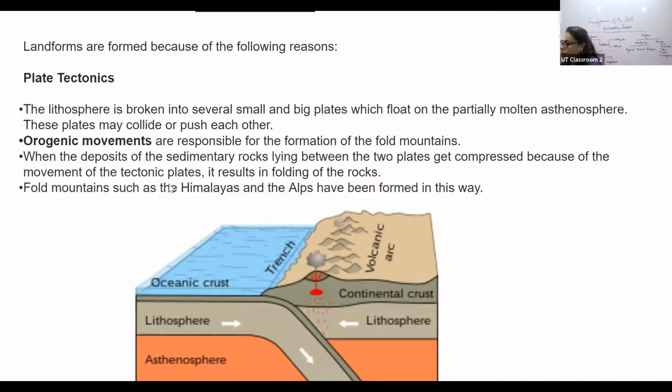Okay. So orogenic movements are what kind of movements? Tension and compression. What do they lead to? Two plates are getting compressed and that leads to the formation of fold mountains. Example, Himalayas and the Alps.